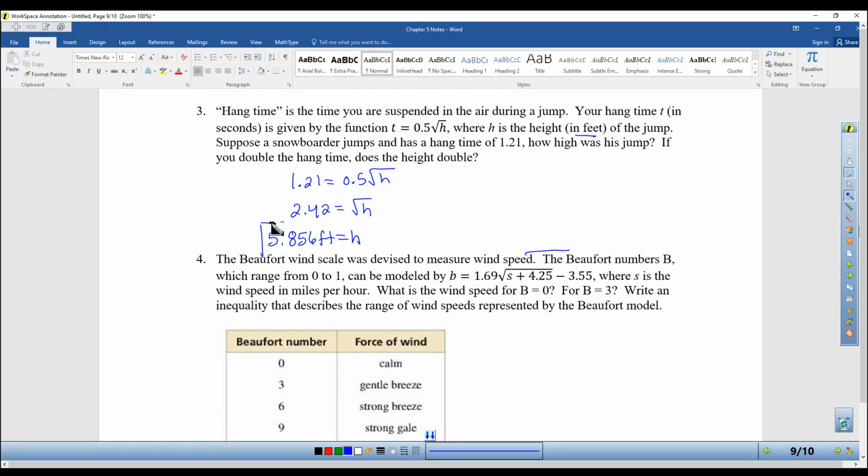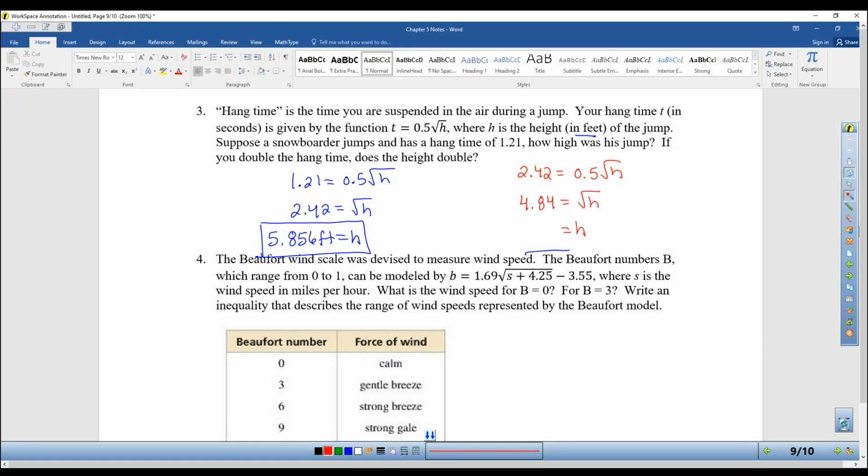Now, that's just the first part of the question. The second part says, if you double your hang time, does the height double? So let's do that. We're going to double the hang time. 2.42 is equal to 0.5 square roots of h. So this becomes 4.84 is equal to the square root of h.